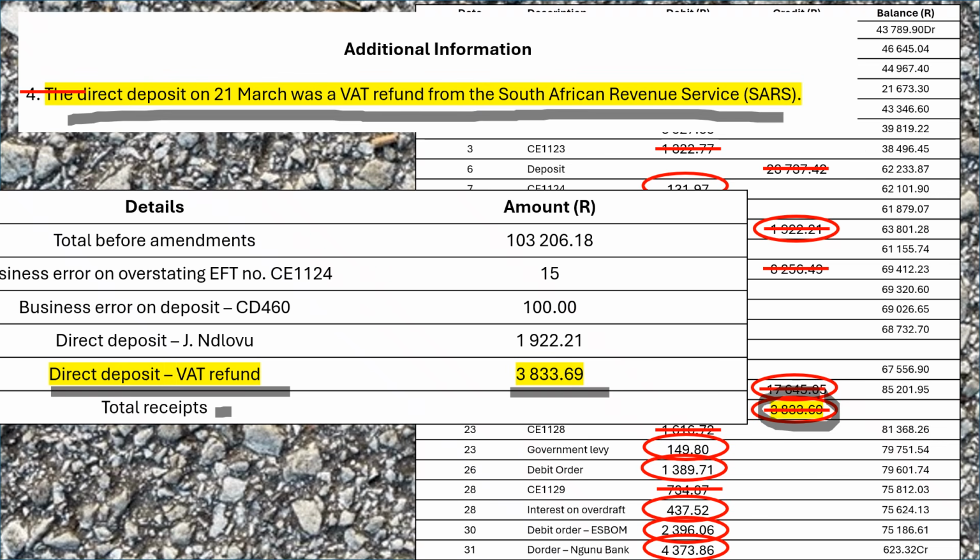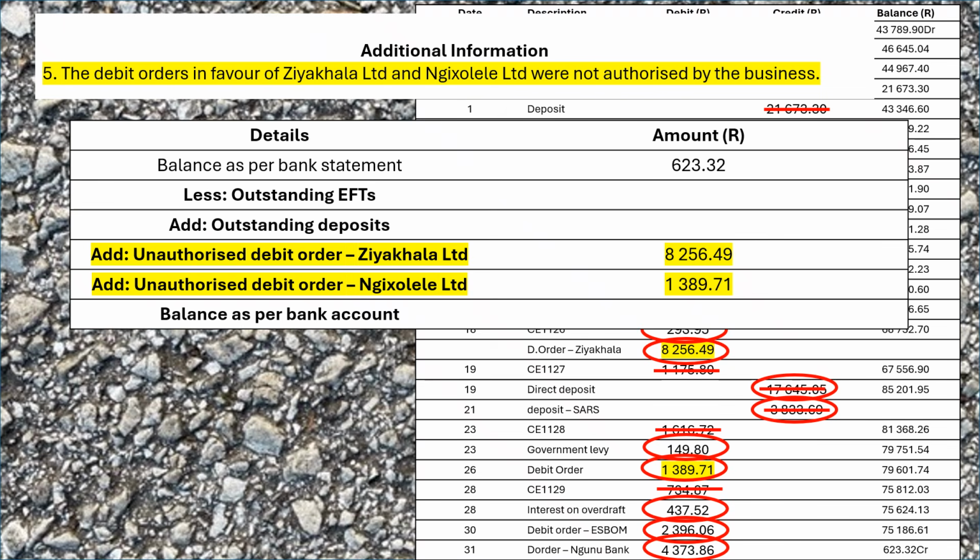And remember to cross out that additional information, number 4. So now we've dealt with the direct deposits that we didn't know about. Then there were debit orders in favor of these people. They weren't authorized by Calibre Education, the business. The bank has made a mistake.